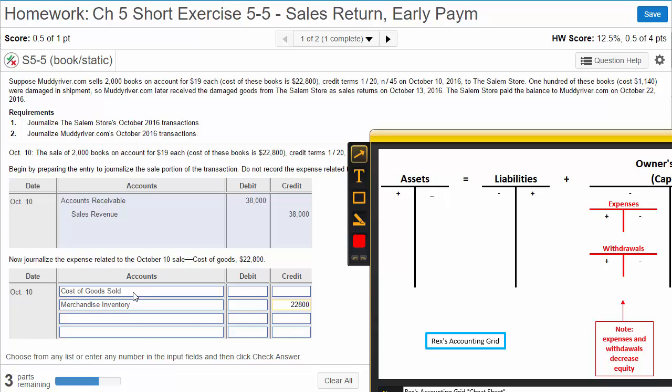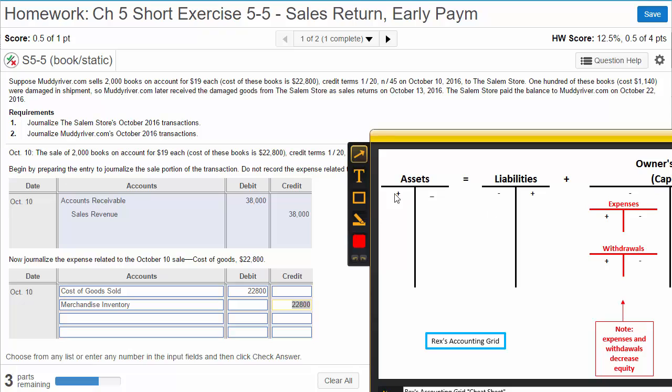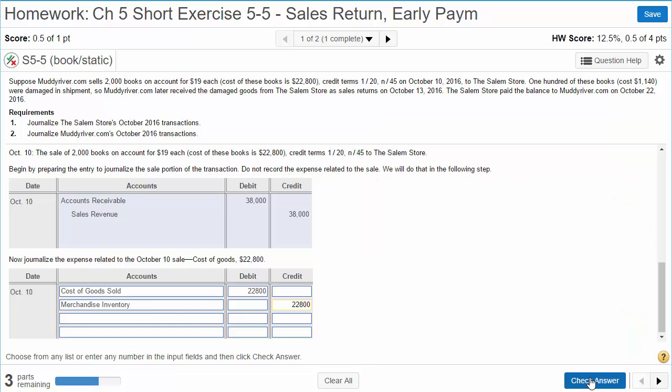And then cost of goods sold, remember, this is an expense. So we increase the expense. And how do we increase expenses? On the left side, the debit side. So again, this is the cost to the seller, and then we're lowering inventory. So really what we're doing is we're transferring the asset, we're lowering the asset, and we're going to be moving it over into an expense called cost of goods sold. So that's what's really going on here.